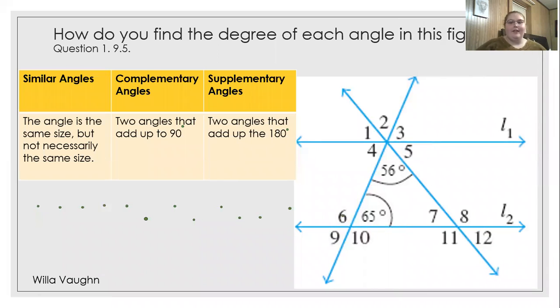So question 1, how do you find the degree of each angle in this figure? So let me get my pointer up.